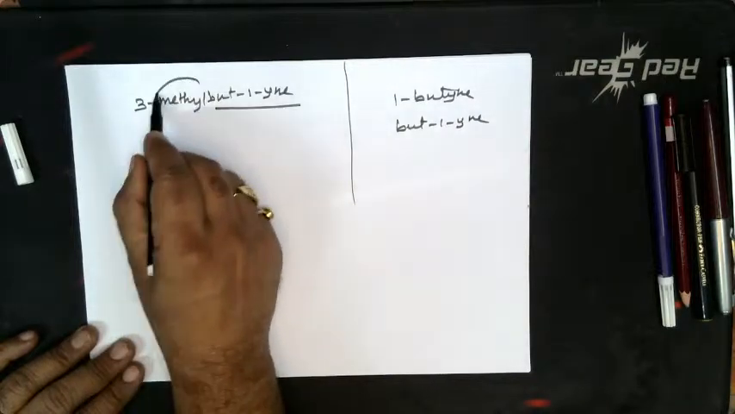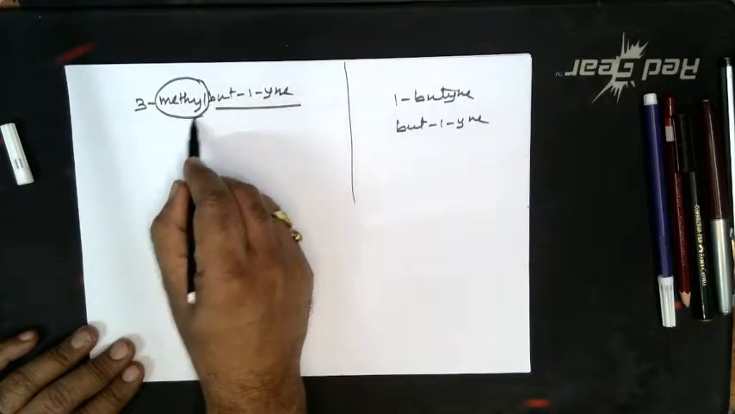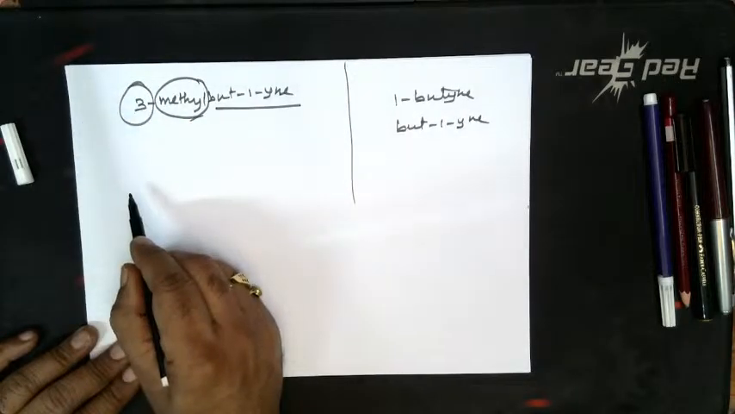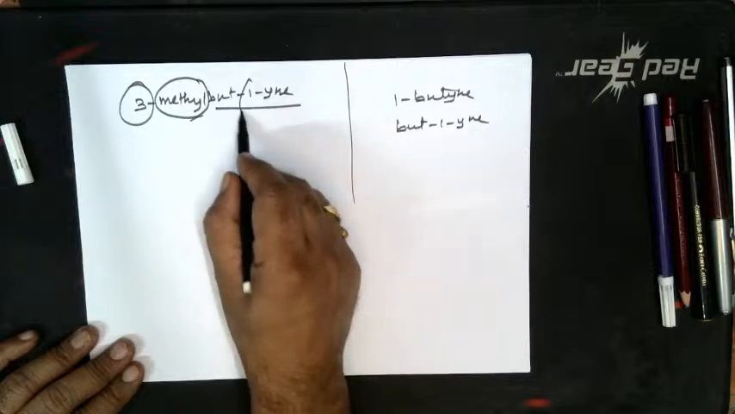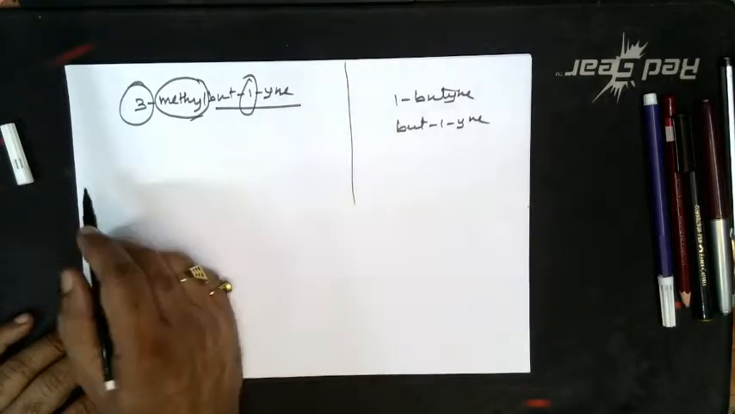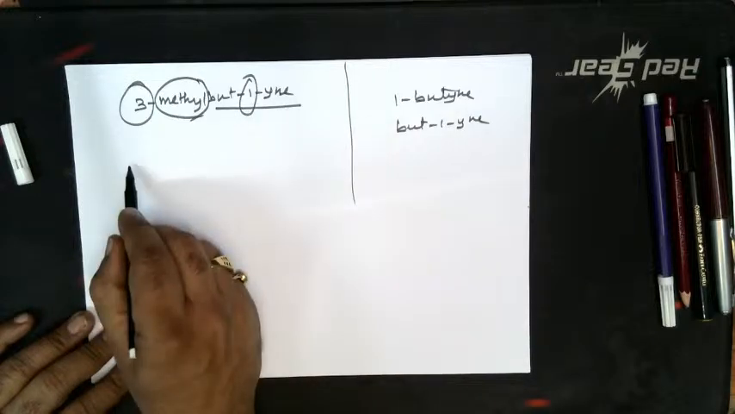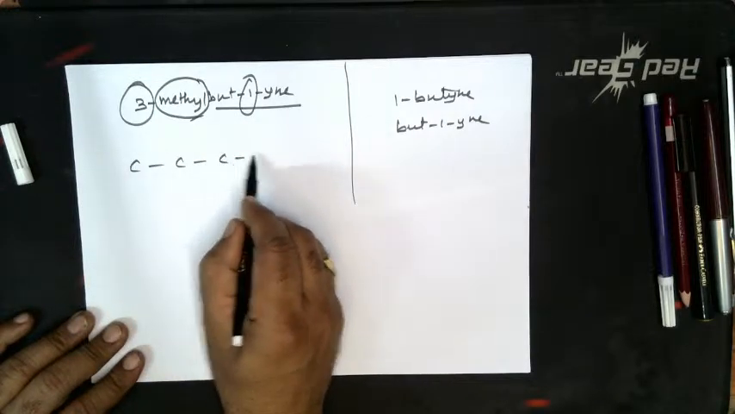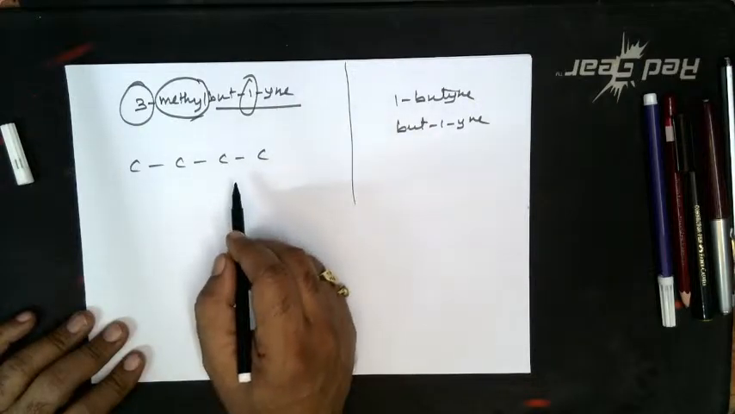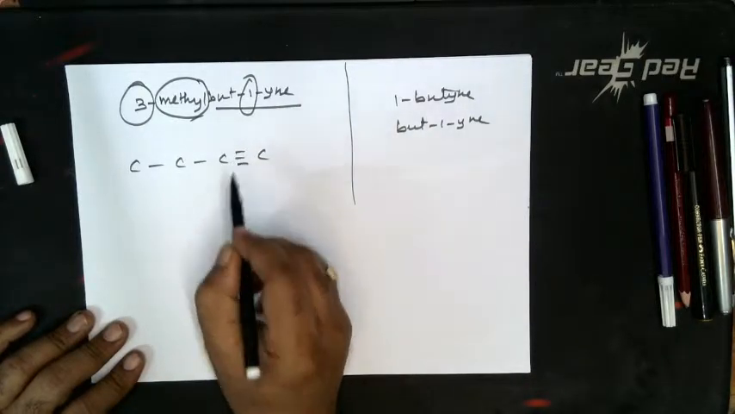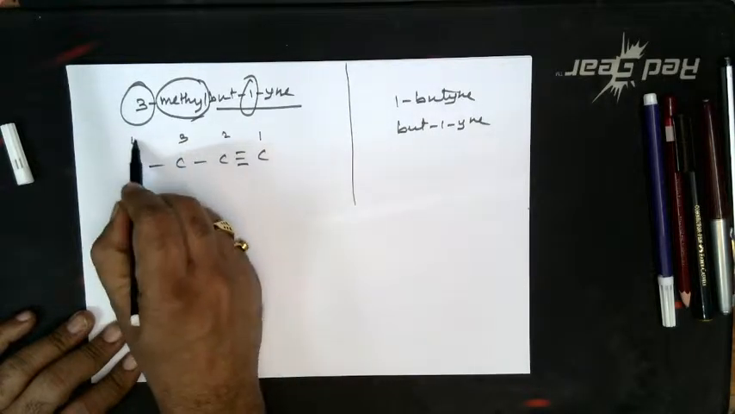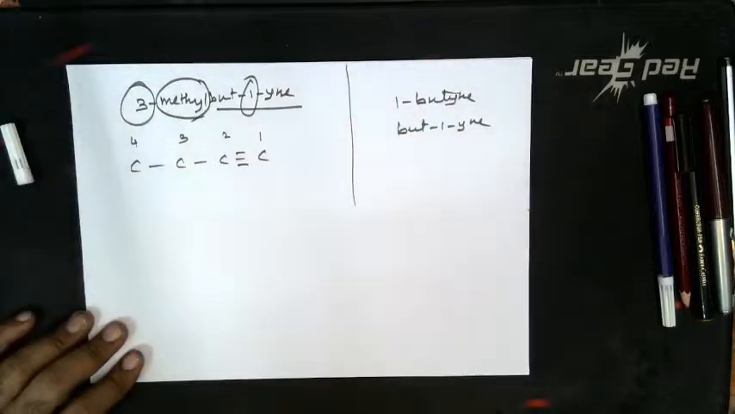And what about this? This is the substitution. Where is it substituted? Third position. And where is the triple bond? At the first position. Is it clear now? So write down the carbon skeleton first. But: 1, 2, 3, 4. But means 4, and yne means triple bond. Where should it be positioned? Here, first position. So you have to go like this only.